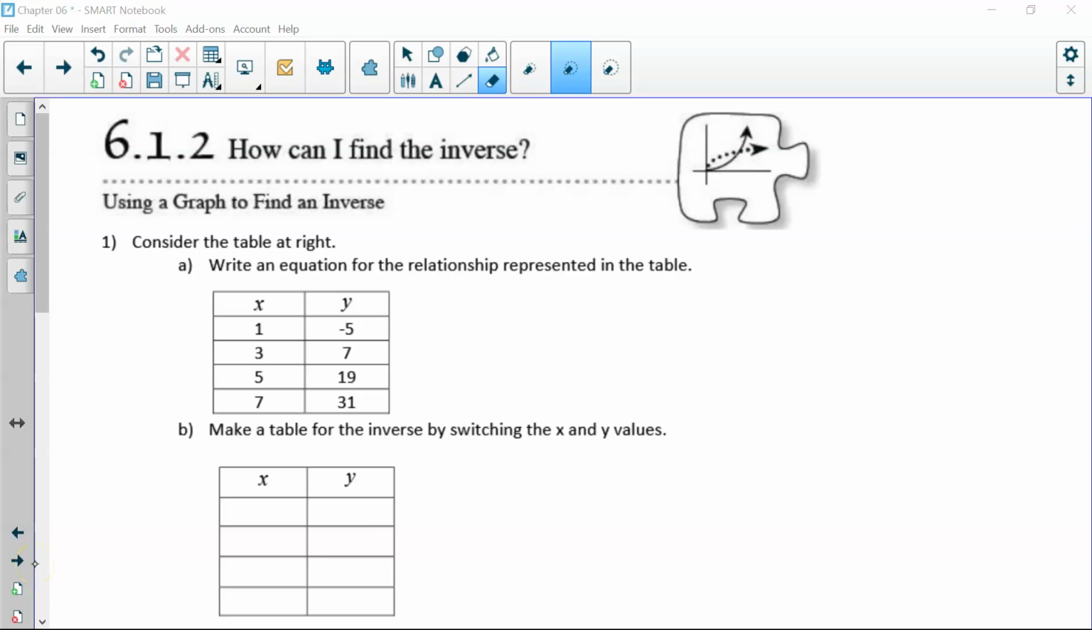Welcome back. We're in section 612. We're going to talk about using a graph to find an inverse.